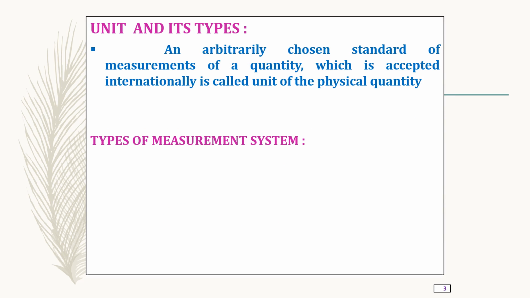Definition of unit and its types. The process of measuring is basically a process of comparison. An arbitrarily chosen standard of measurement of a quantity which is accepted internationally is called the unit of the physical quantity.